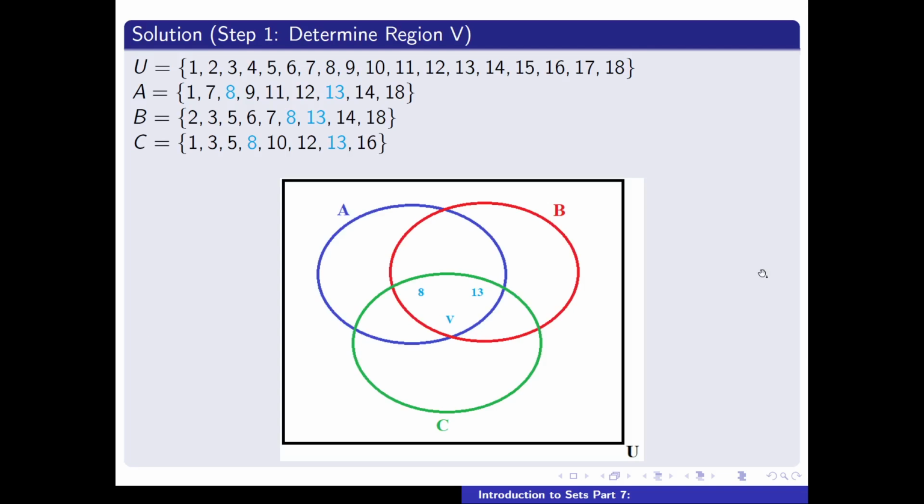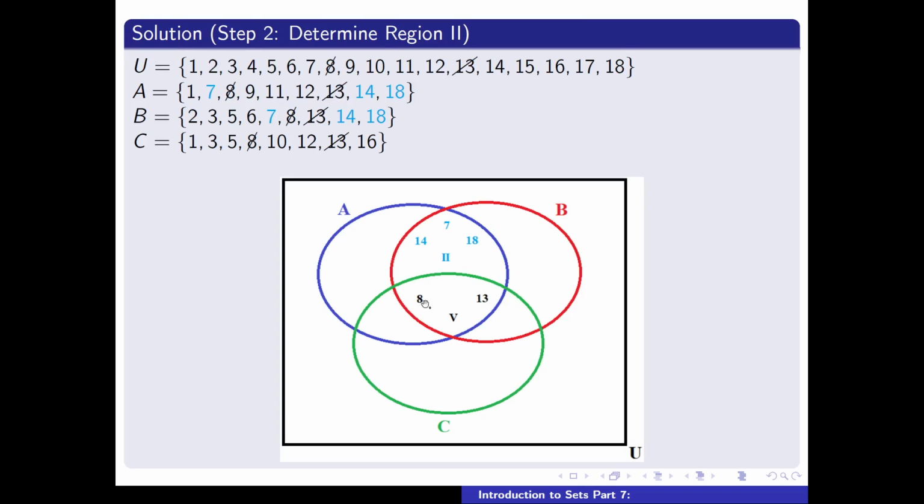Okay, so let's begin. As we described in our approach, we want to determine what elements are in region 5. So what's in all three of these. If we go through these sets, we see that 8 is in common to all three sets, as well as the element 13. So we're going to put 8 in here and 13 in here.